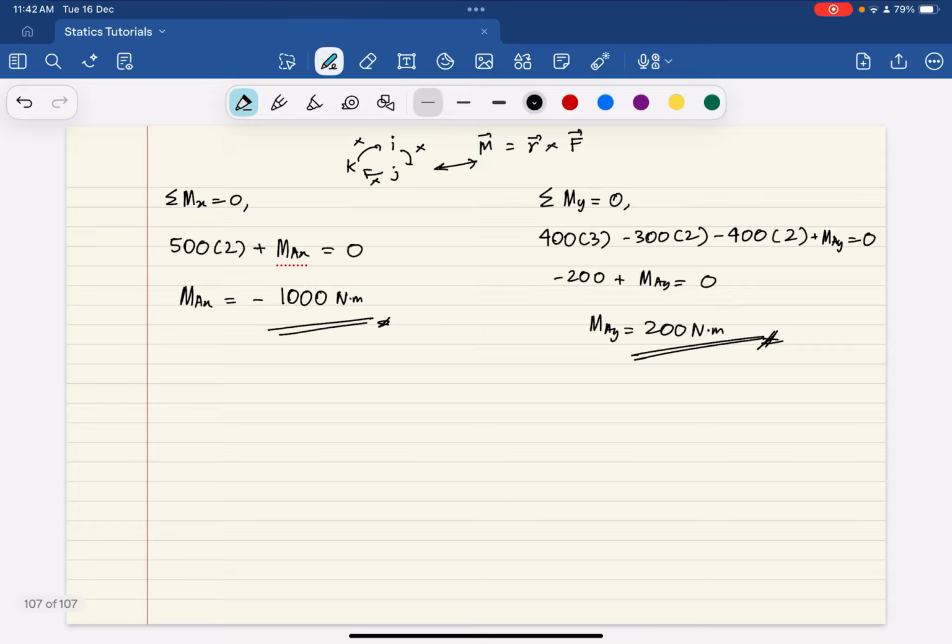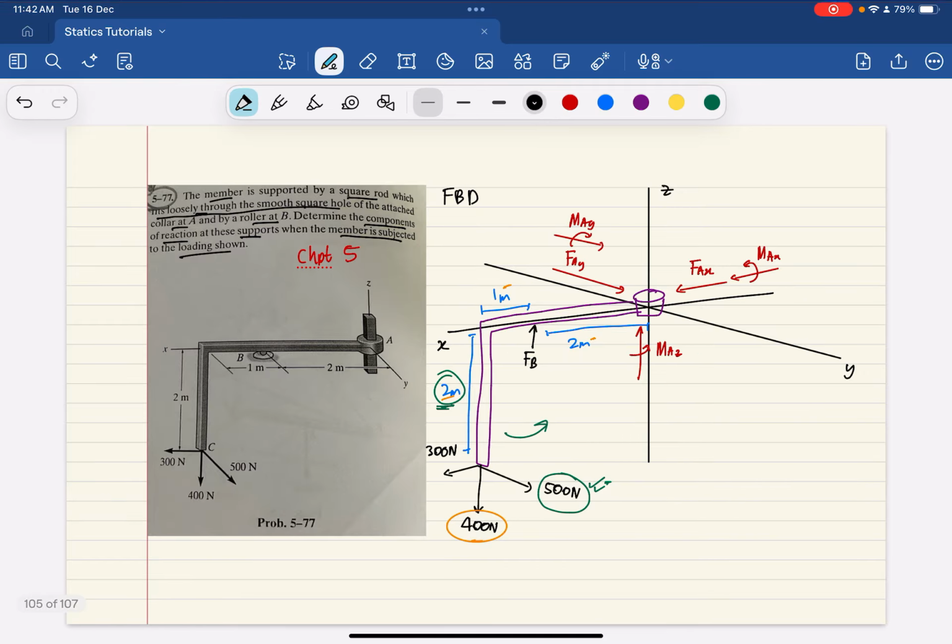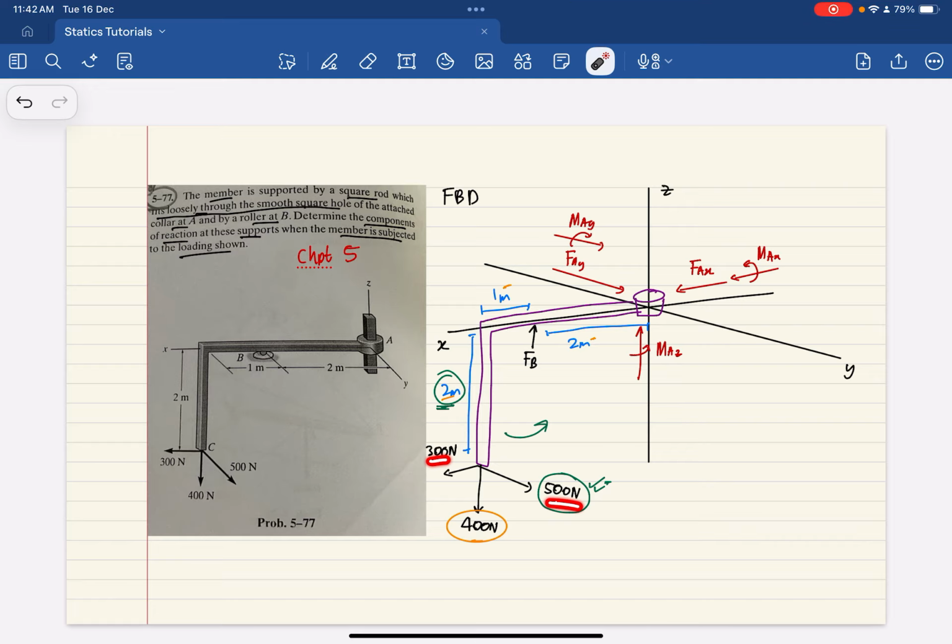Now the last but not the least is your MAZ. So the summation of MZ will be equal to 0. In this case, you have to have a force either in the x or in the y component, as well as the distance in the x or y component. So for 300 Newton, it won't be able to generate a moment along the z-axis, because the only distance is this 2 meters, which is obviously along the z-axis, so that's not possible. And the 1 meter and the 2 meters, which are along the x-axis, will not generate any moment, so we can't take that into consideration. 400 Newton is going in the z-axis, so that is not possible.